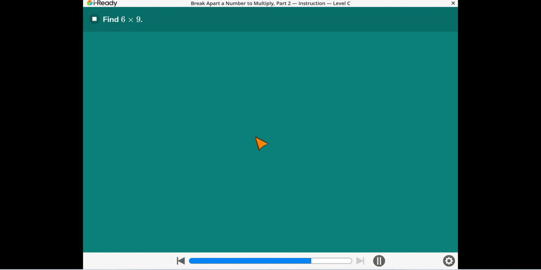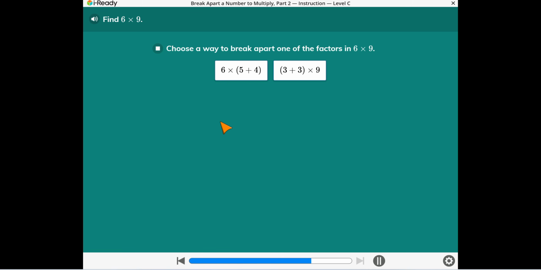Find 6 times 9. Let's break apart one of the factors to make multiplying easier. Choose a way to break apart one of the factors in 6 times 9.